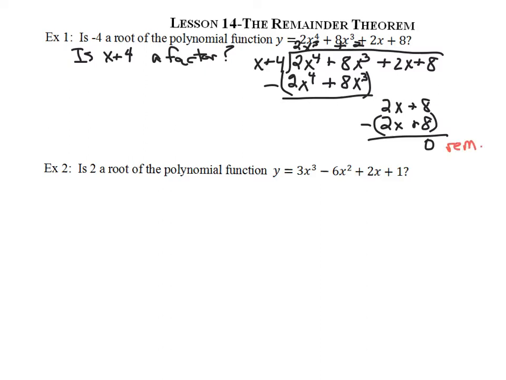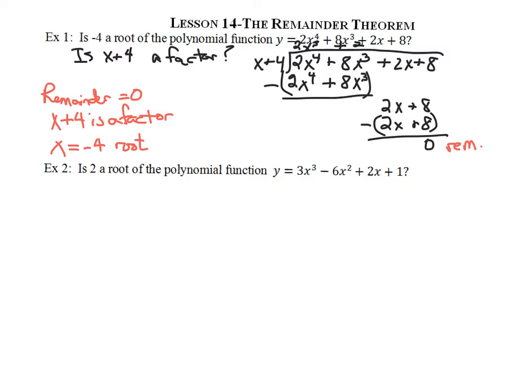So, since the remainder is 0, that tells us that x plus 4 is a factor of that polynomial. And that also means that x equals -4 must be a root, because if x plus 4 is the factor, when I set that equal to 0, it solves as x equals -4.